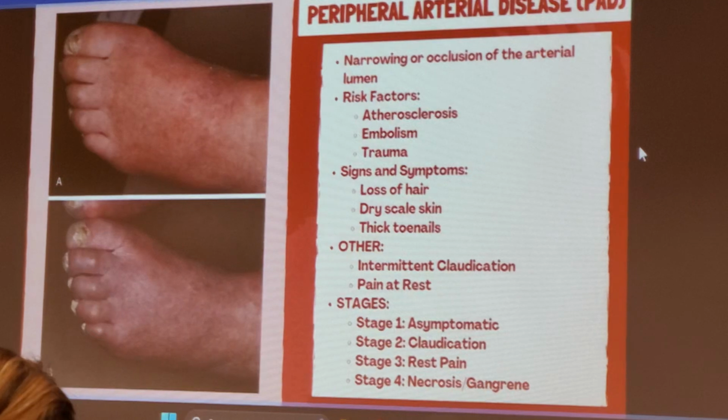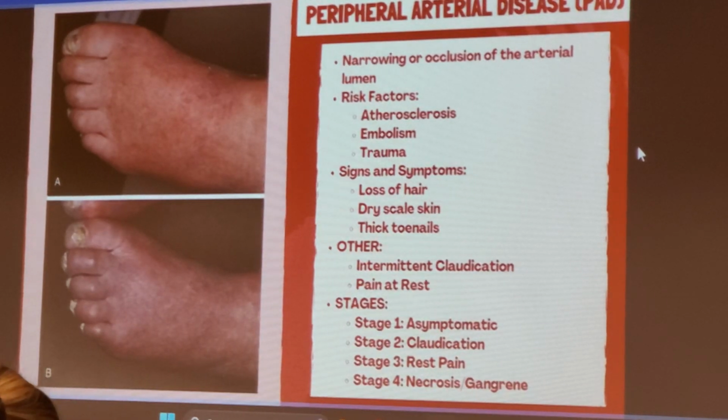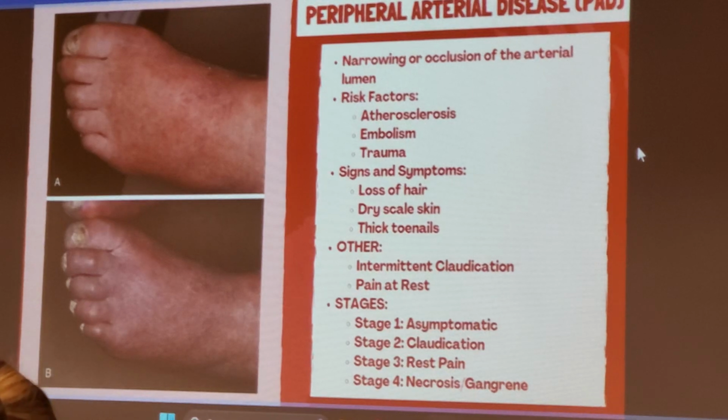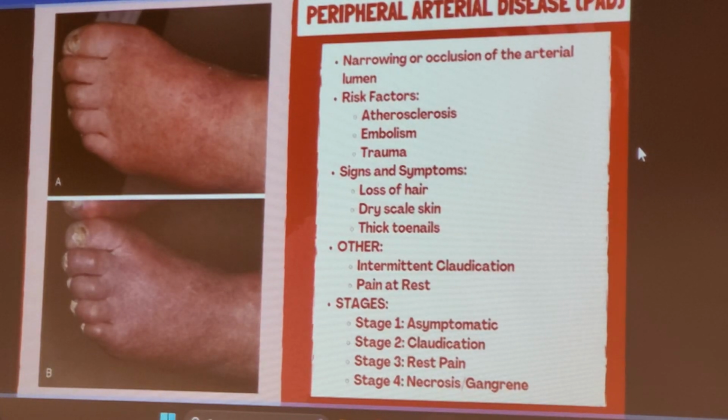All right, we have different stages of peripheral arterial disease. We have stage 1 through stage 4. Stage 2 is when your patients are going to start to complain about something. That's when they're going to seek some kind of medical attention from their primary health care provider. They start complaining of what we call claudication.